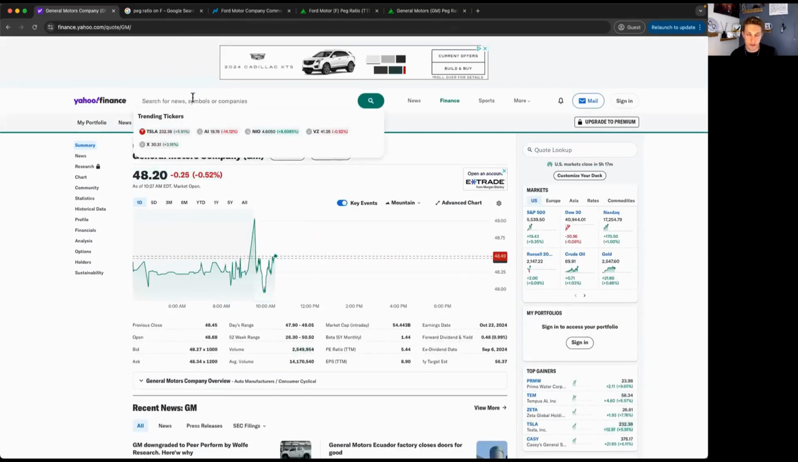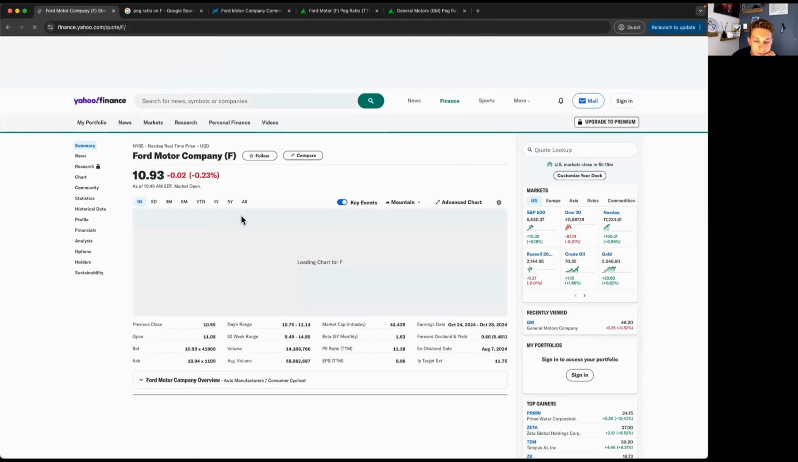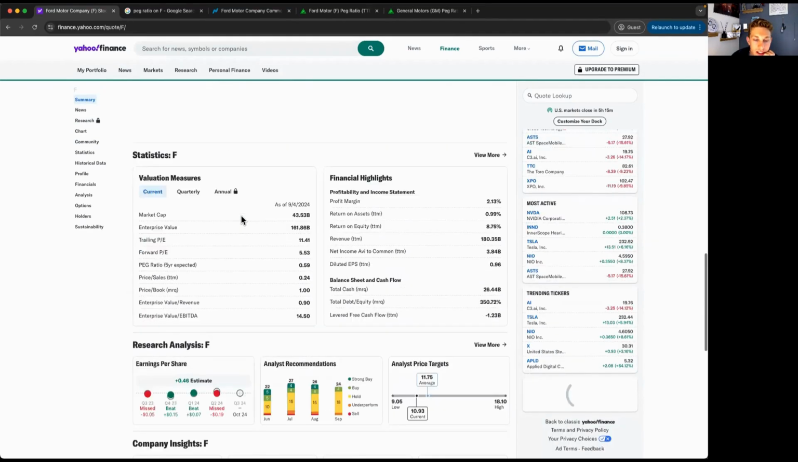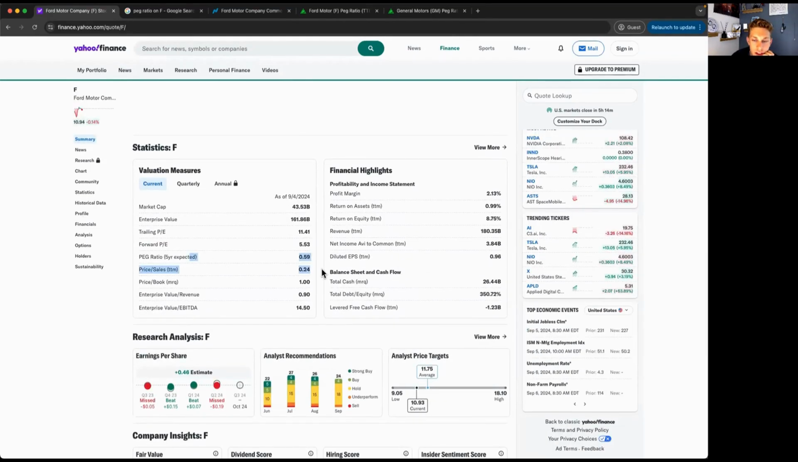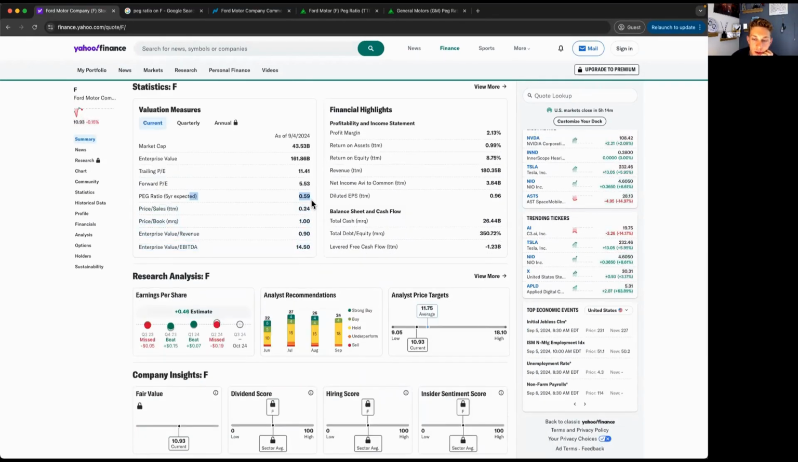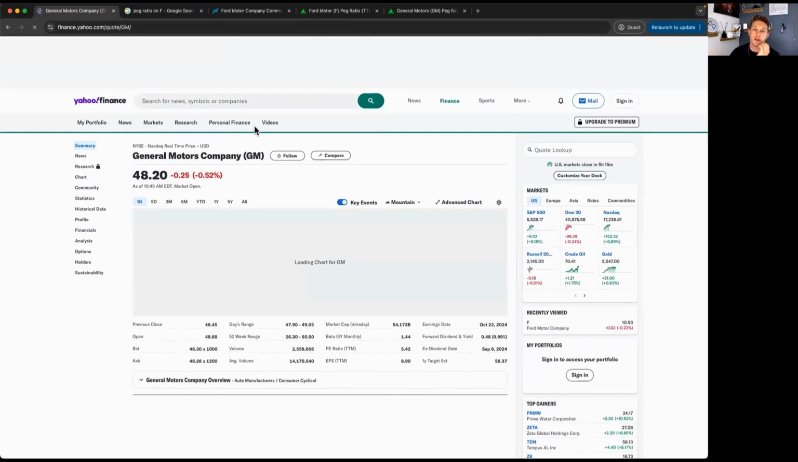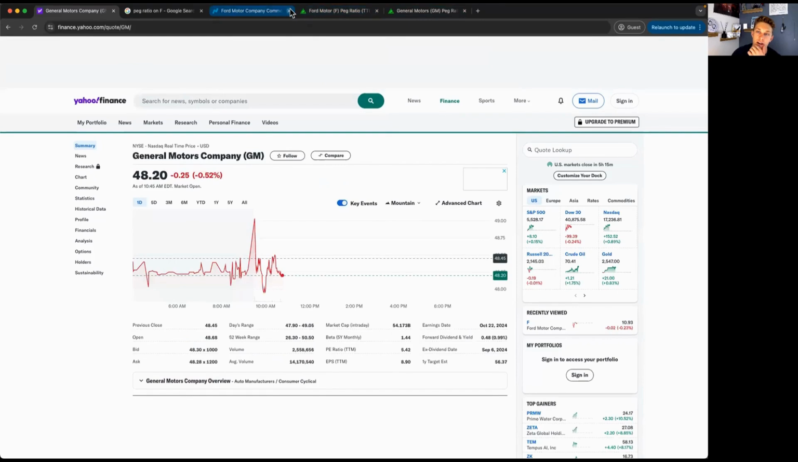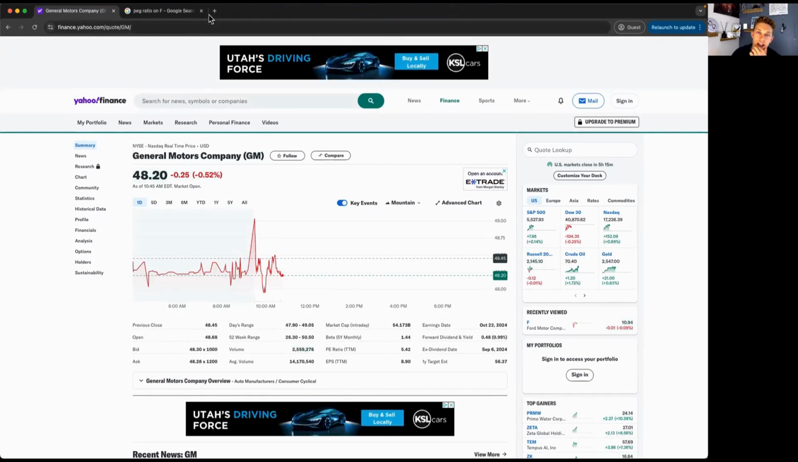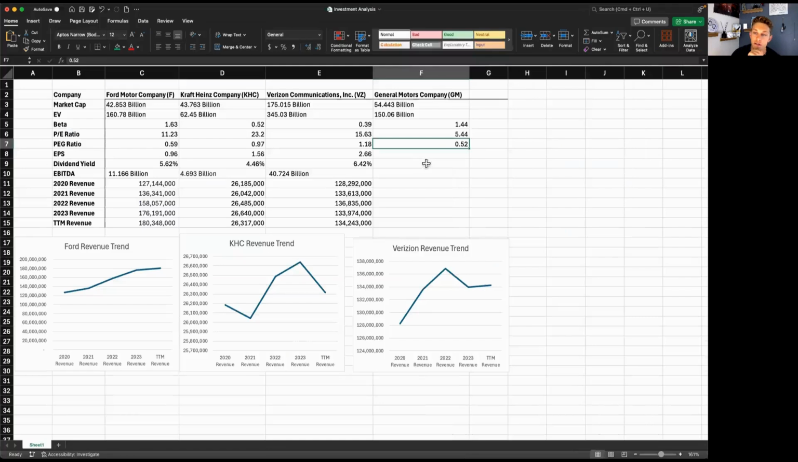But if we look back at Ford, right there, PEG ratio 0.59. Yeah, so that makes more sense. I don't know what the deal is with that one. And it's weird that it's so far off compared to what Reuters and NASDAQ and Zacks are saying. So I'm gonna go with the Zacks number on that PEG ratio here for GM. But yeah, kind of weird.